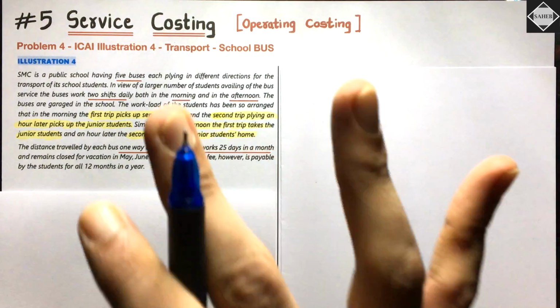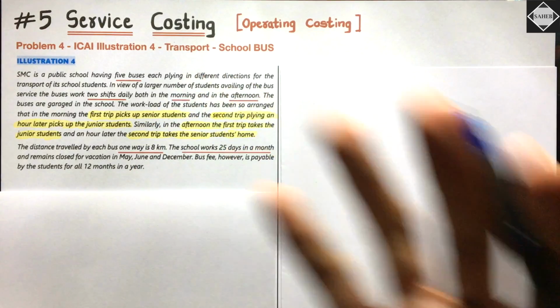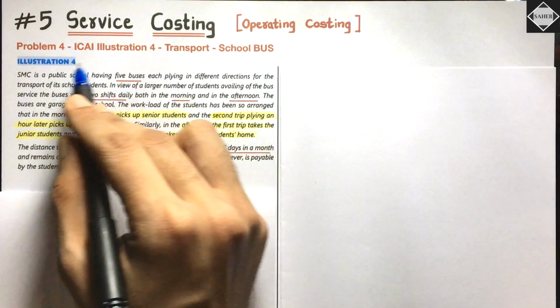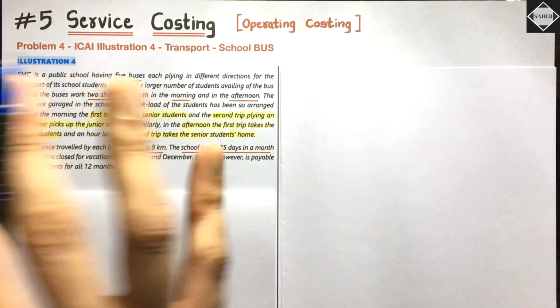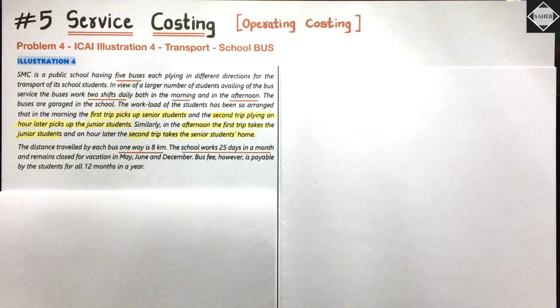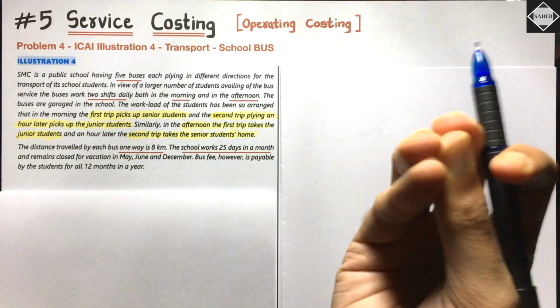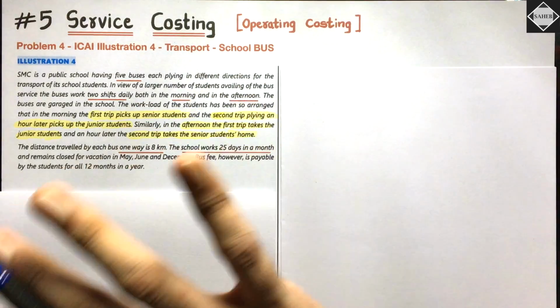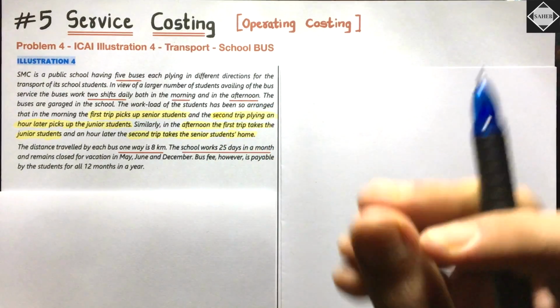Today in this video of the service costing chapter, we are going to solve our fourth problem, and the question is from ICAI study material, illustration 4. And this question, which we are doing in our fifth video, is of the transportation industry only, and we are transporting people, passengers, but understand we are not providing any public service. Here the transportation is the school bus.